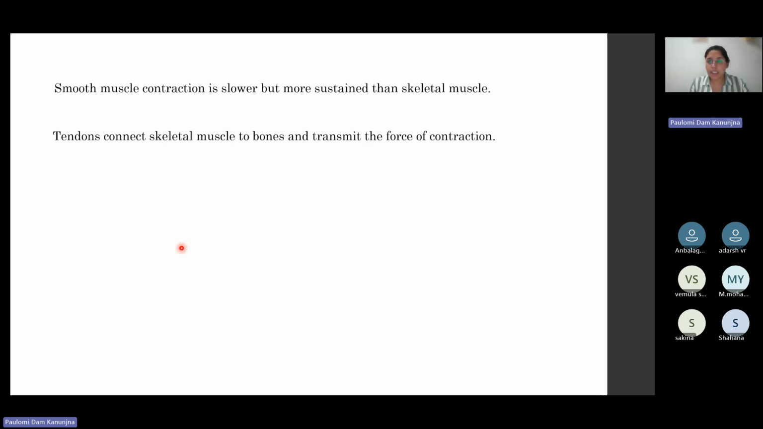Okay, let me give you the answers. And you are correct. So basically, both the statements are correct. The first one says smooth muscle contraction is slower. That's because of lower ATPase activity of myosin.